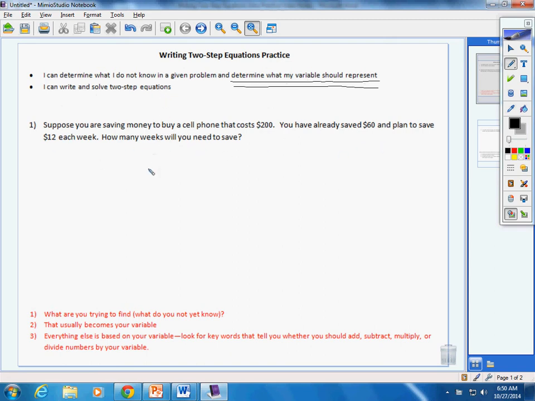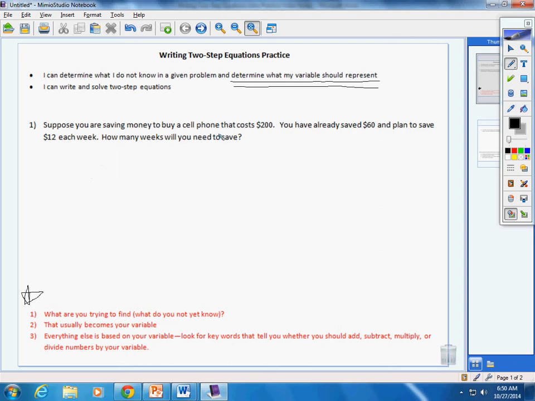I'm just going to do two examples today. So follow along, try to comprehend what's happening, and pay specific attention to these three steps down here, because these are going to guide you whenever you're being asked to write an equation. If you can't remember the process, you can always refer to these.